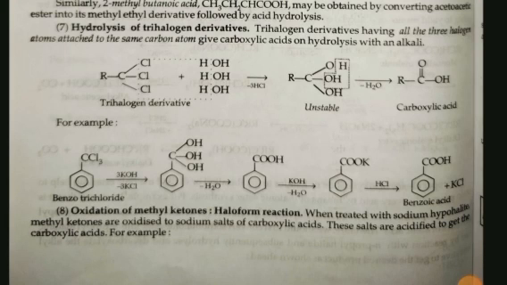Hydrolysis of trihalogen derivative. Trihalogen derivatives having all 3 halogen atoms attached to the same carbon atom give carboxylic acid on hydrolysis with an alkali. For example, trihalogen derivative in the presence of water gives rise to an unstable intermediate, which releases a water molecule to give rise to carboxylic acid.